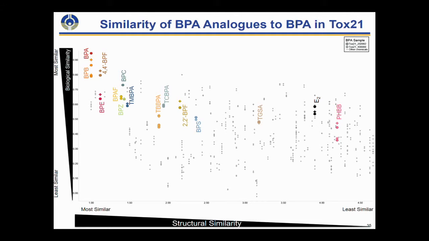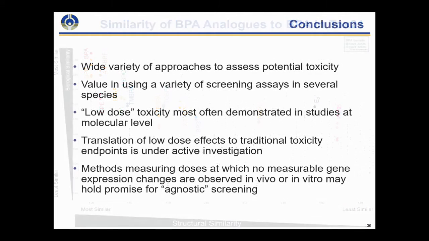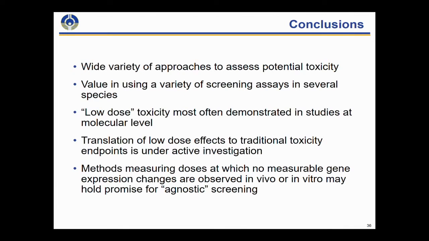So I think there's a lot of new tools and things that are coming on the horizon that will help us understand how to move forward in making good choices with respect to green chemistry and the alternatives that are going to be most promising and most useful. So the conclusions: we have a wide variety of approaches to assess potential toxicity. Many are simply too expensive and too time-consuming to use in a screening method. We have a lot of screening assays.